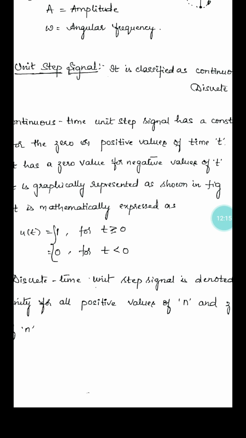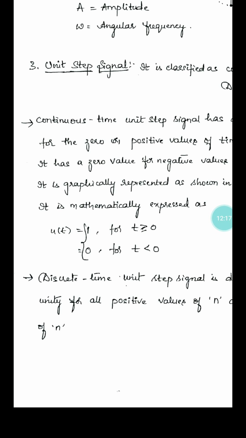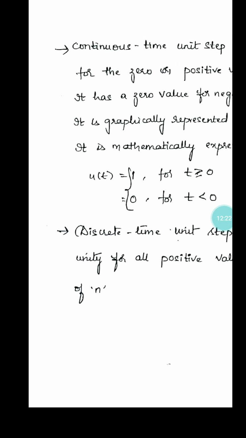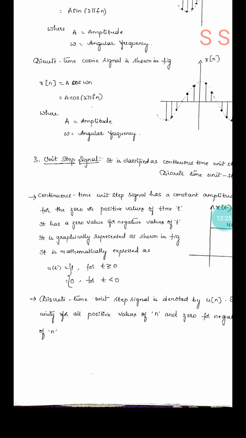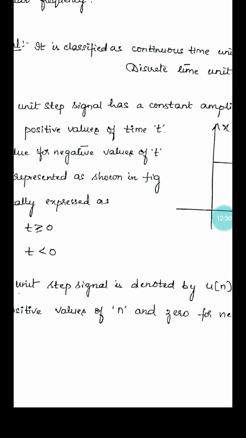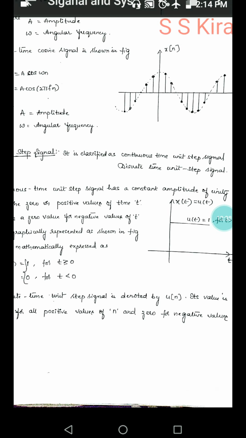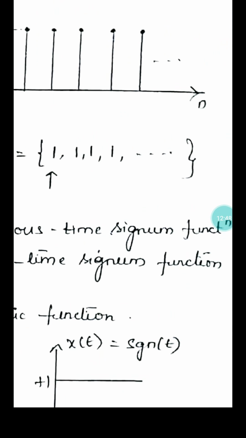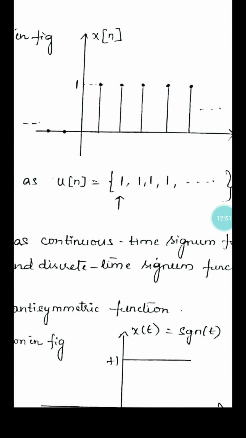Now discrete time. Which parameter is changed? The integer parameter n is changed. How do we write it? The discrete time unit step signal is denoted by u of n. Its value is the same: unity for all positive values of n and 0, and 0 for negative values. Same condition, only the parameter is changed, that is n. On the x-axis you take n, and on the y-axis you take x of n.